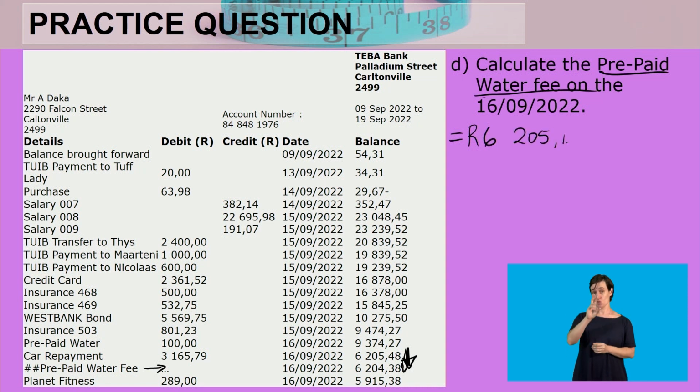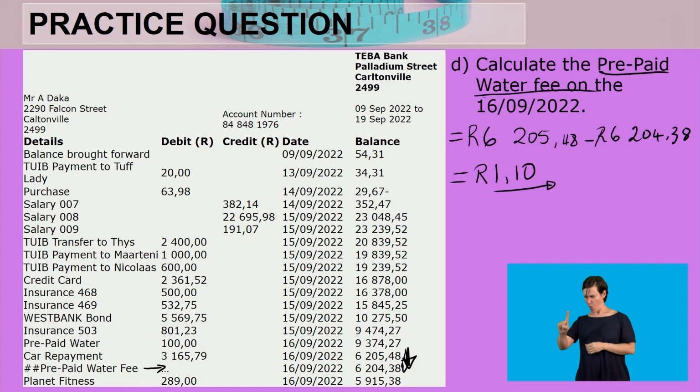So now we are given 6,205 rand 48 cents. So we are going to subtract 6,204 rand 38 cents. So the difference between these two will be 1,1. So 1,1 means the fee was 1 rand 10 cents. So now remember, we have said if there's only one value after a comma, you just add a 0 so that it makes sense as we talk about money. So the fee is 1 rand 10 cents.